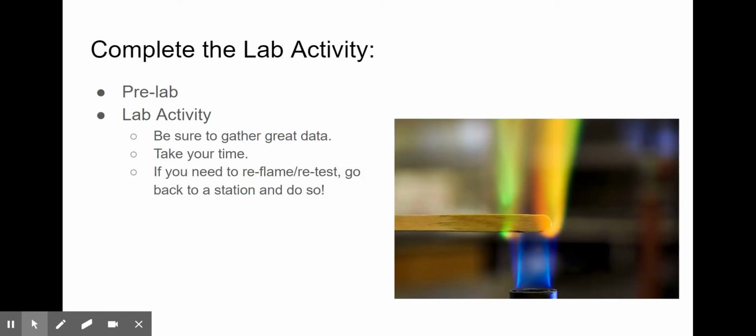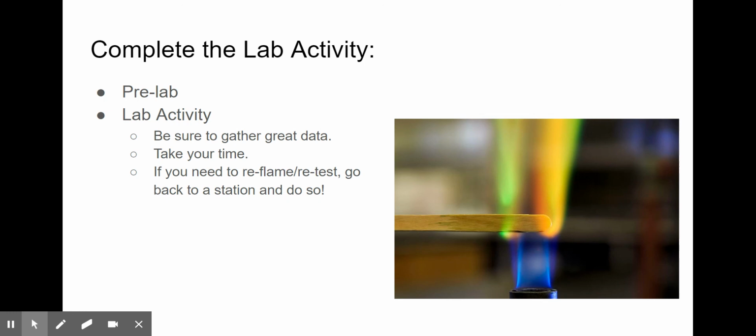So what you're going to do, you are going to complete the lab activity, but first we will do a pre-lab together. We'll go back over lighting Bunsen burners. We will look at our lab sheet itself, and we'll talk about how we are collecting data, okay? After we do the pre-lab, then you'll be able to go around the classroom and gather lab data.